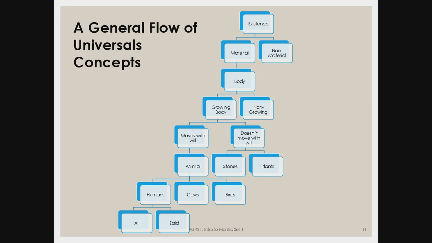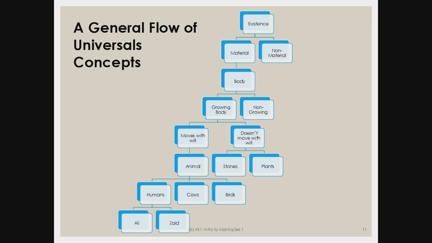So you can have existence. Under it, you can have either material or immaterial. In material, you have body. Sometimes the body is a growing body. Sometimes it's non-growing, like rocks and stuff. Sorry, non-growing is like angels or whatever. And then you have the growing body. Sorry, I made a mistake. The stones should be under non-growing. Okay, I don't know why I put that there.